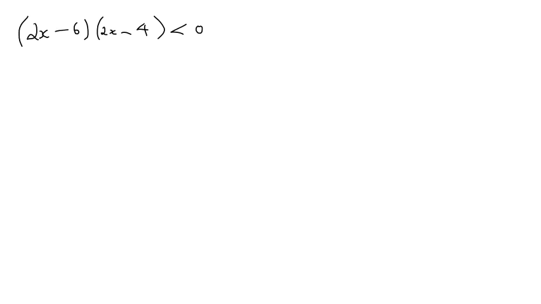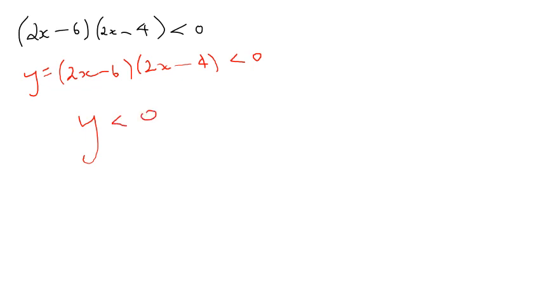Okay, so this is our next equation, and we're basically just going to take what we learned in the first slide and apply it to this slide. This slide's slightly more complicated, but to find the x-intercepts it's still pretty simple. So we'll do the first step and write out our equation, which is y equals (2x minus 6)(2x minus 4), which is less than 0. We know that y is less than 0. And so now we'll look for our x-intercepts.